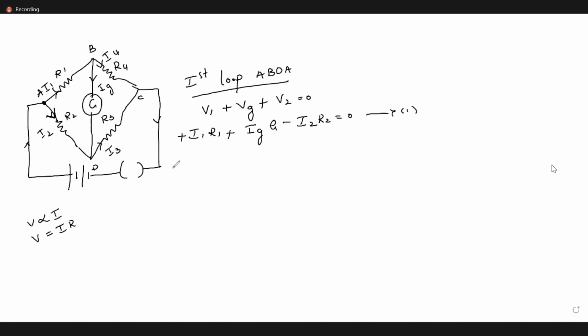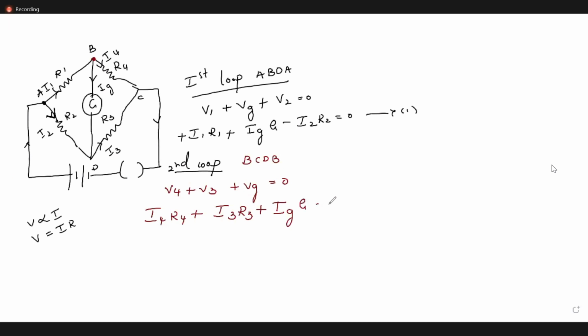For the second loop, I will consider from B, C, D, B. Let me take the B, C, D, B loop. So here V4 plus V3 plus VG is equal to 0. That's it, right? Let me write V4 as I4 into R4, and V3 as I3 into R3, plus VG as IG into capital G is equal to 0.